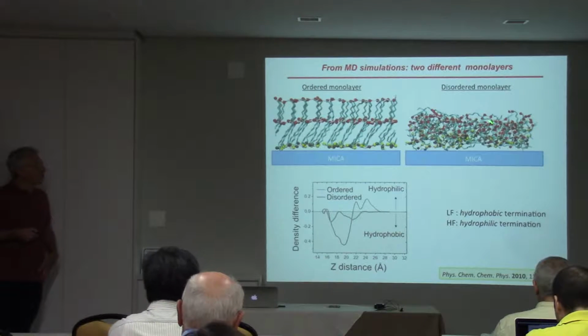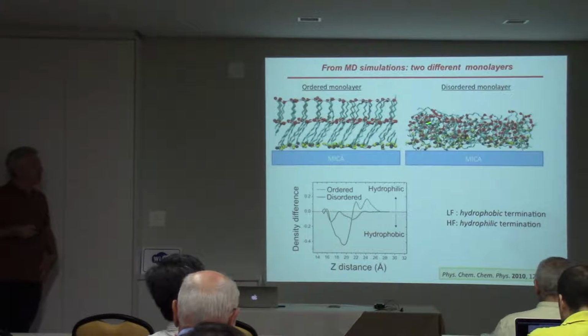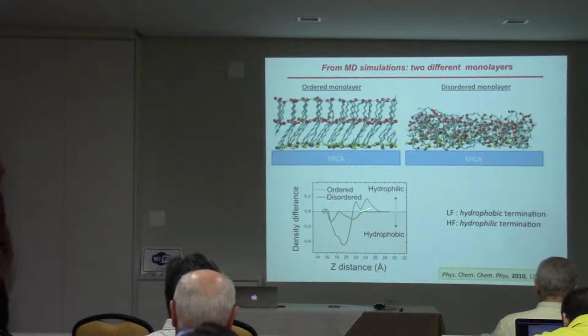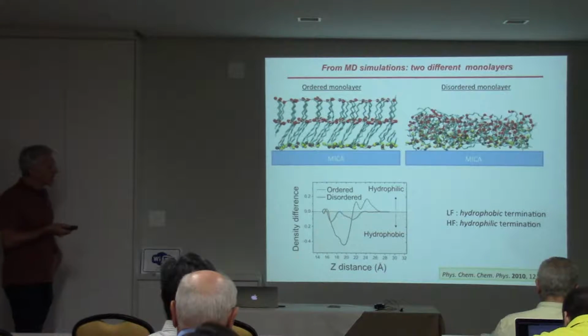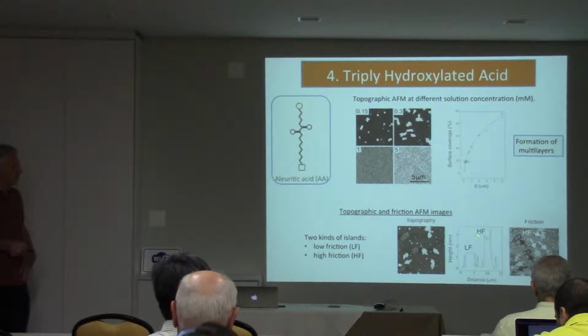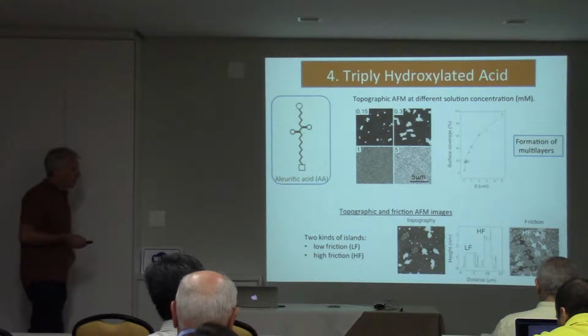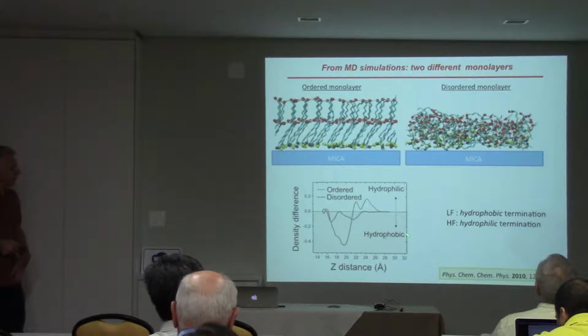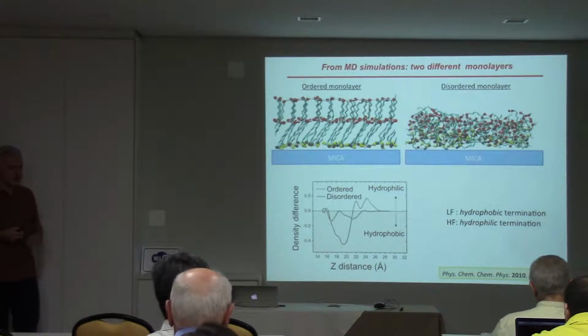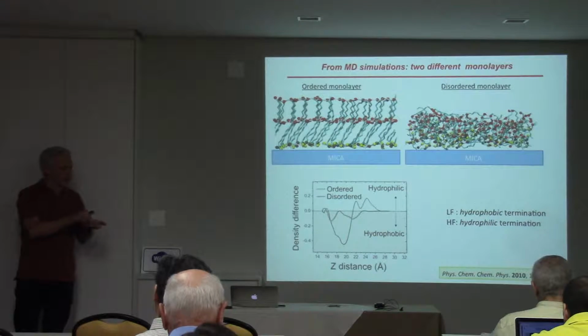When we have disordered monoligand, with lower height, obviously, the behavior is completely different. They have a more hydrophobic behavior. This can be correlated with the two regions. The low friction corresponds to the hydrophobic structure, and the high friction to the hydrophilic. This is because of the interaction of the tip with the system.